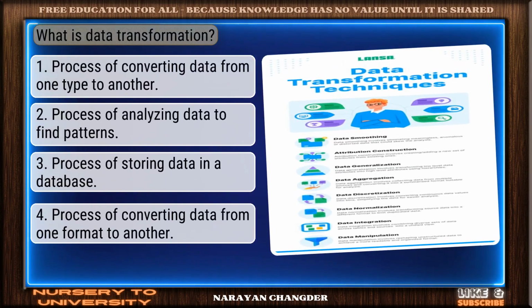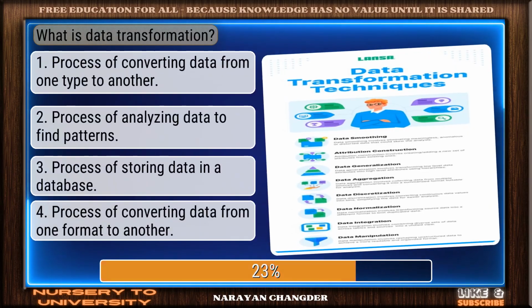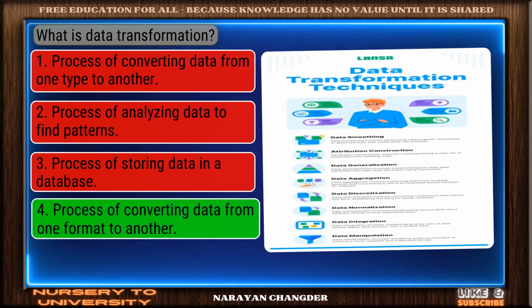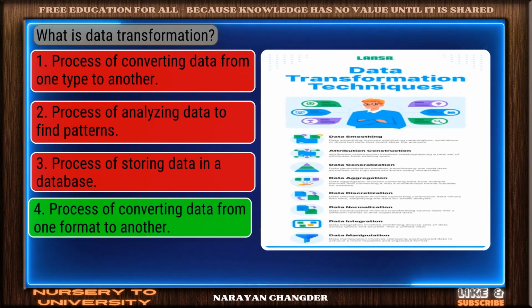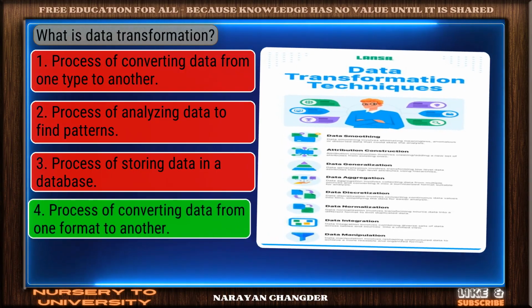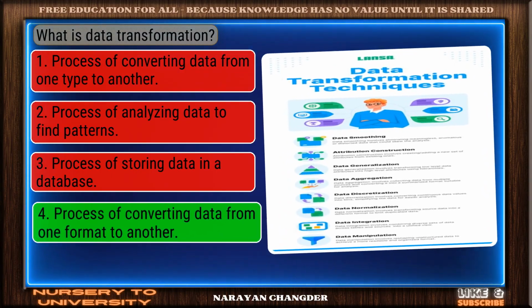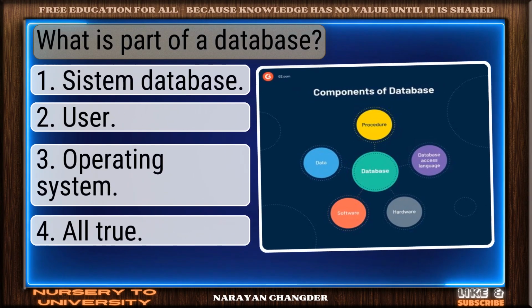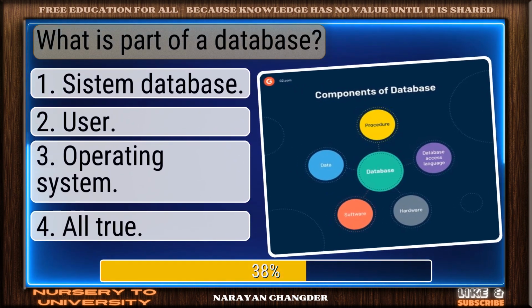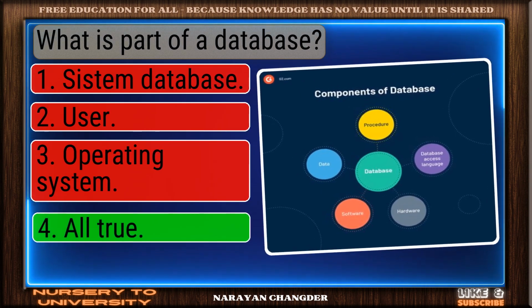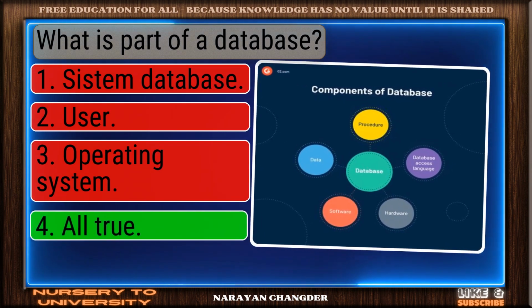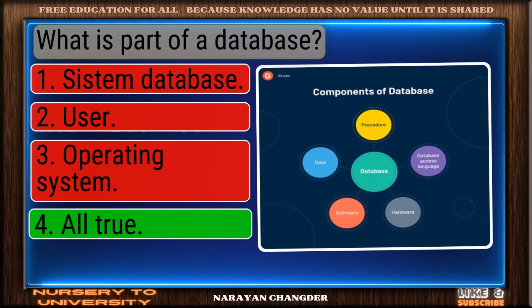Question number 67. What is data transformation? Nice selection. Process of converting data from one format to another is the correct and valid answer. Question number 68. What is part of a database? Great thinking. All true is the right choice.